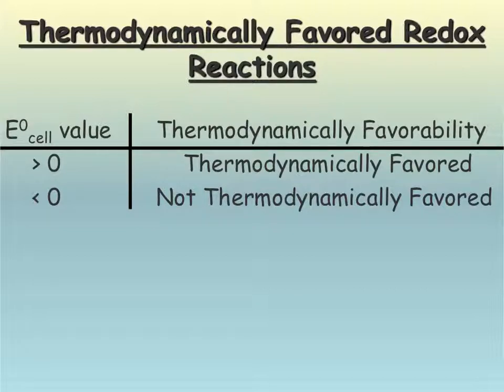Redox reactions, if we know their standard E cell value, then we can determine if the reaction is thermodynamically favored or not. Basically, it will give us a sign for delta G. If our E cell value is greater than 0, that means it is a thermodynamically favored reaction. It should happen. And if it's less than 0, so negative, then it's not thermodynamically favored, not spontaneous, not favored.